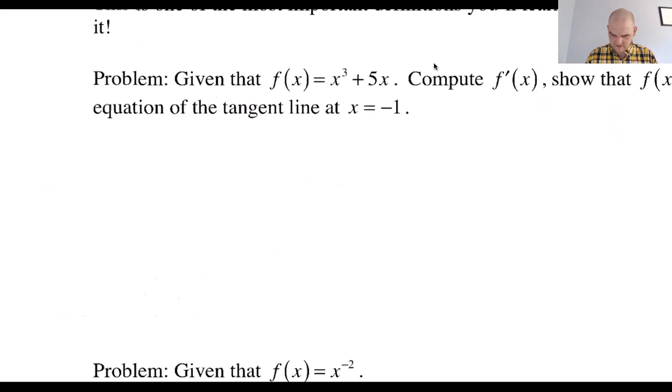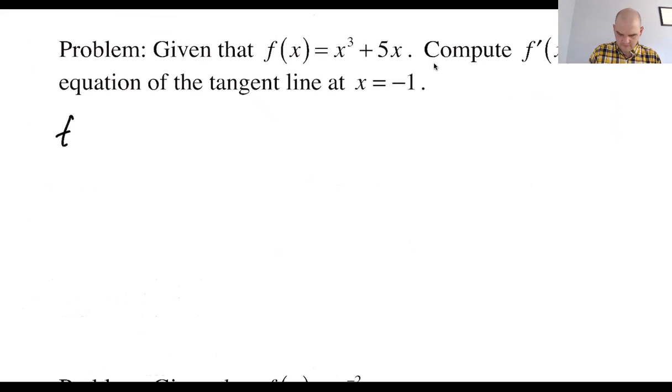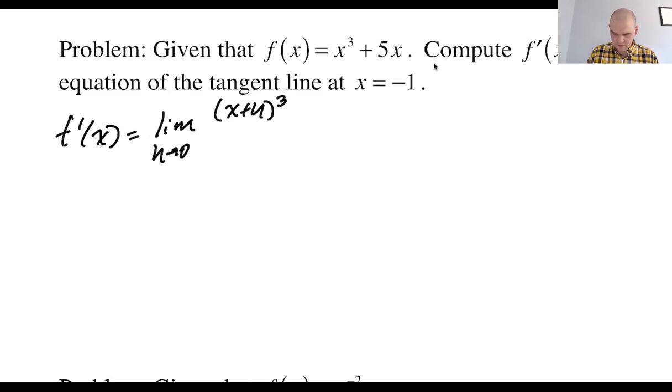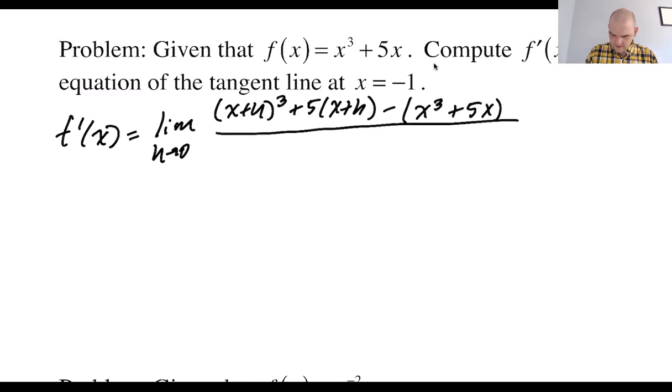So f prime of x is the limit as h approaches 0 of f of x plus h. So I'm just going to write these down. So x plus h, so it'll be x plus h cubed plus 5 times x plus h, right? So that's f of x plus h minus f of x. So always you want to put this in parentheses to avoid forgetting to distribute the negative sign. X cubed plus 5x, and then all over h.